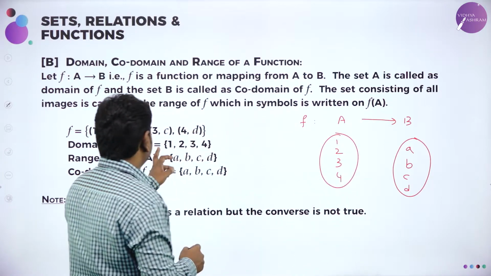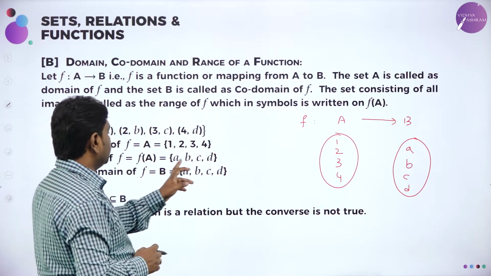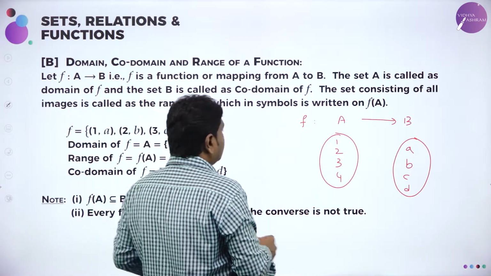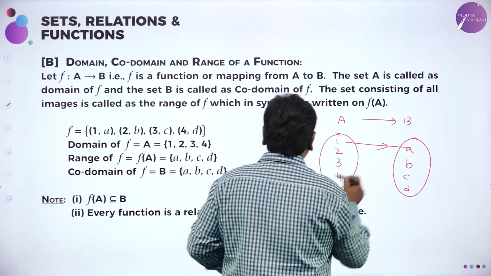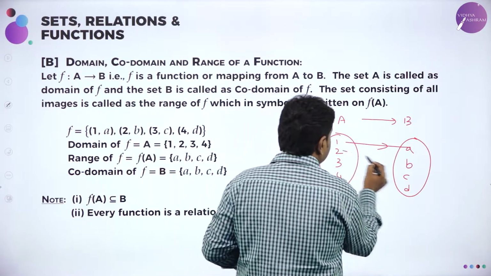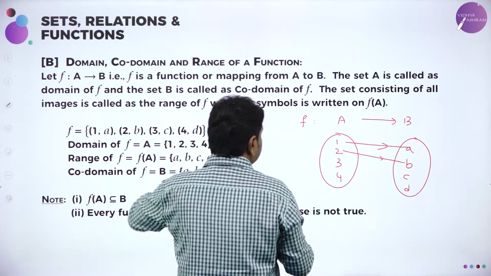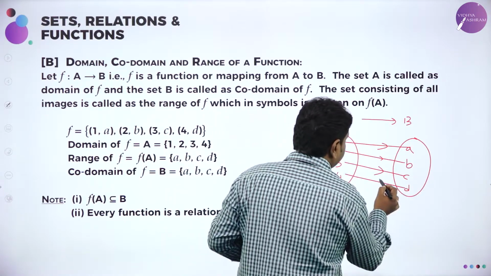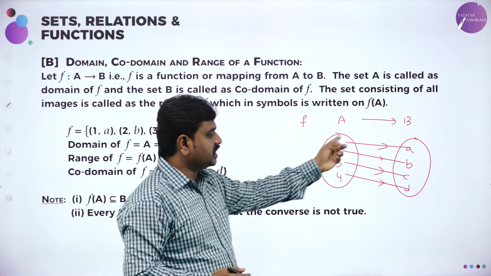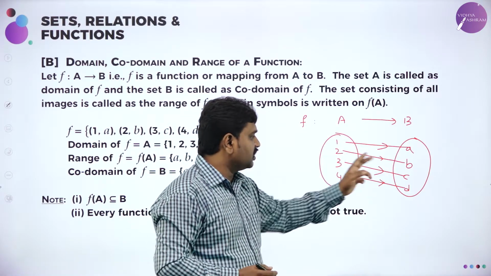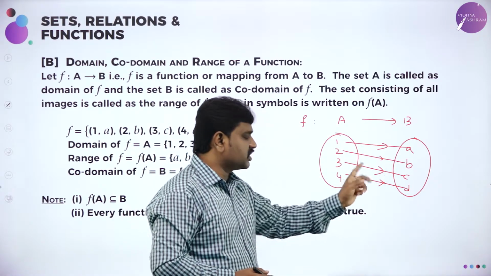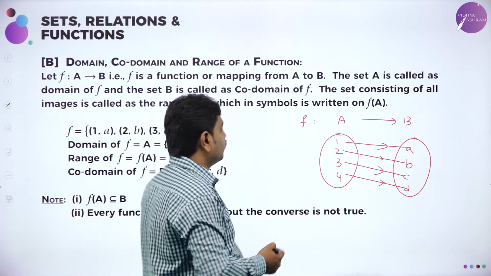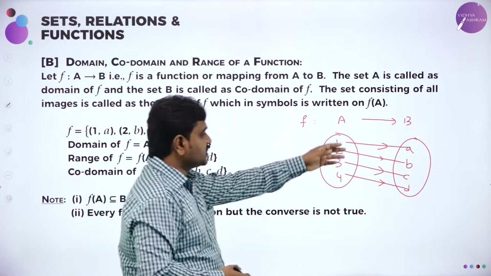See, set A is 1, 2, 3, 4, set B is A, B, C, D, and now we'll write here 1 comma A, which means 1 maps to A, 2 comma B means 2 maps to B, 3 comma C means 3 maps to C, 4 comma D means 4 maps to D. It means image of 1 is A, image of 2 is B, image of 3 is C, image of 4 is D.